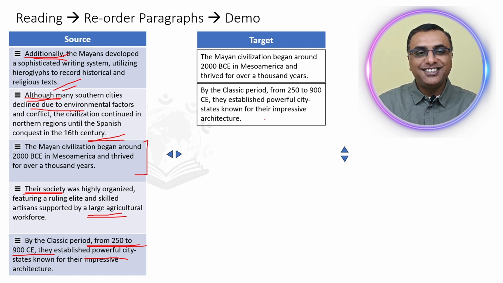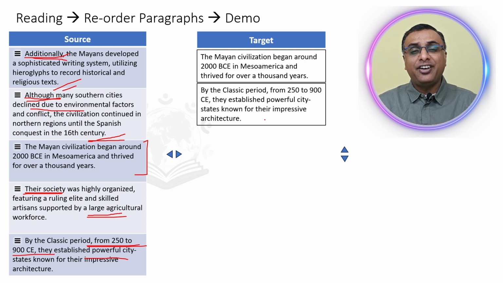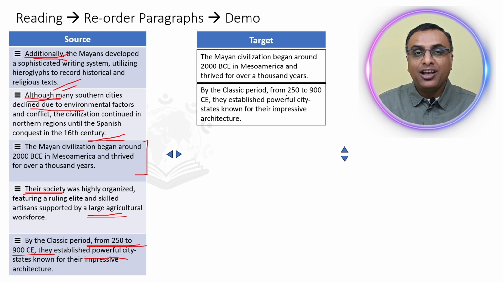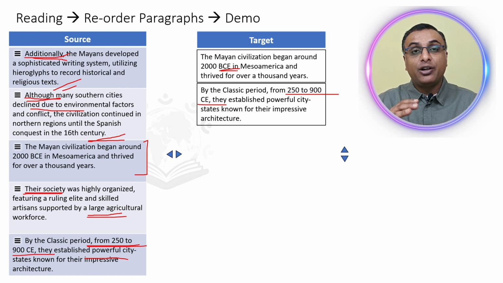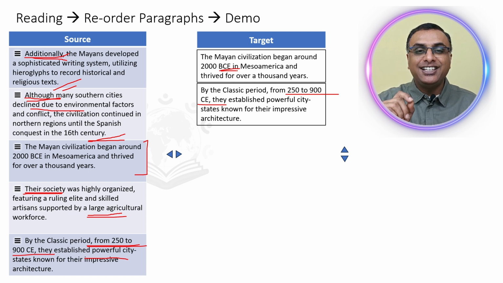The second sentence is nothing but this. You can identify it using two clues. The first clue is chronology. So what is it? 250 to 900 CE. CE versus BCE. BCE means before Common Era. CE means Common Era. So there was a huge time gap. If you can identify this, then your second sentence will be easily identified.